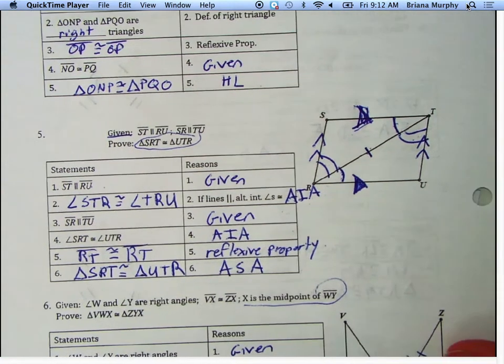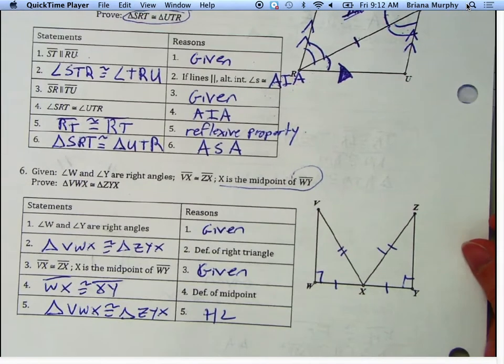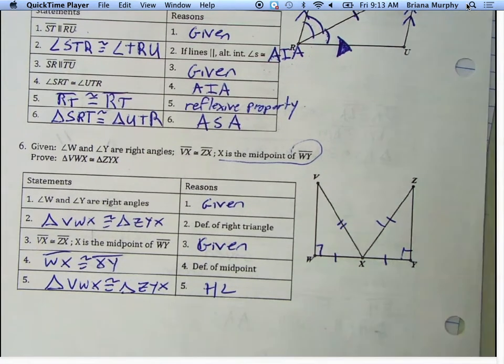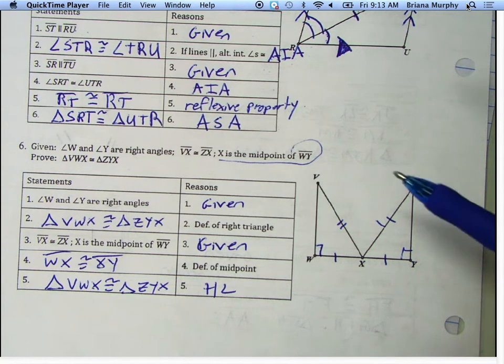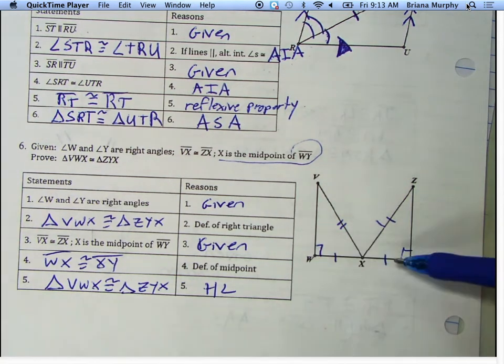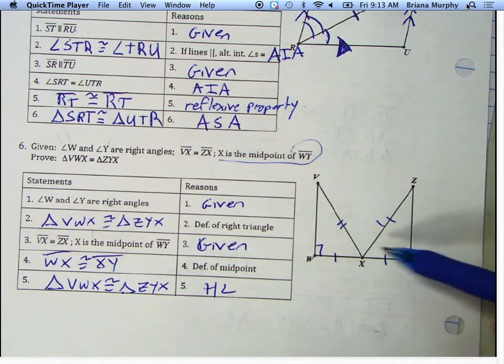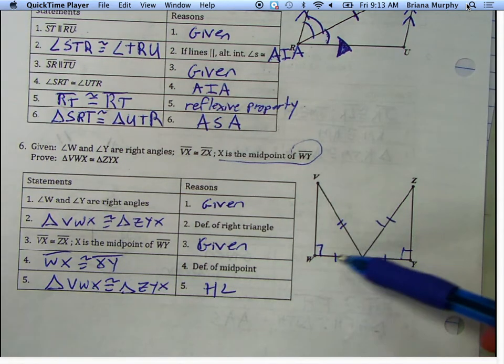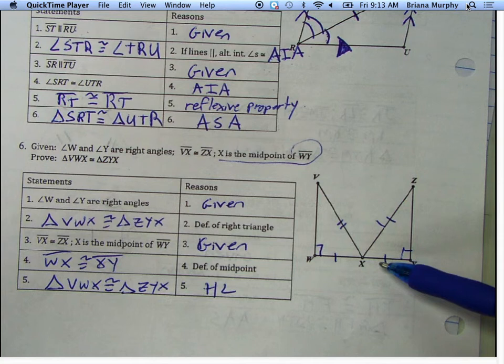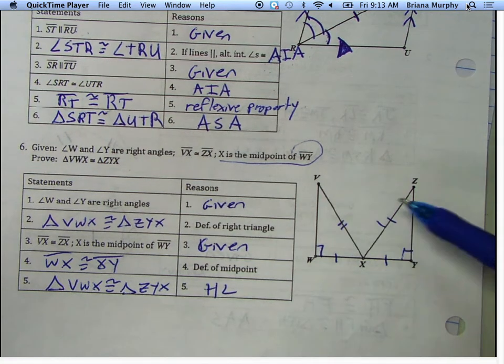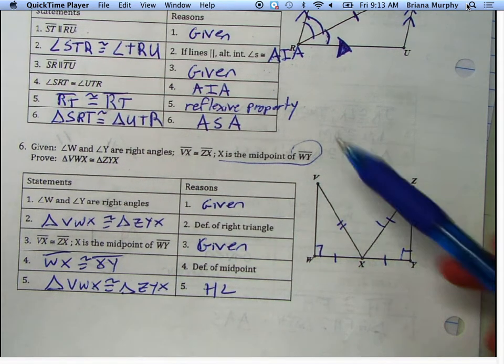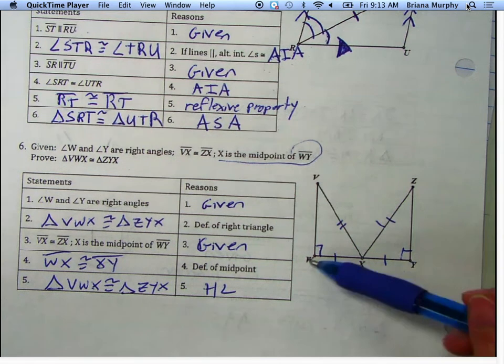Okay, I'm going to move this up but not cover it up. Number 6. We've got W and Y are both right angles. So I've marked that. VW and XY are congruent. VX and XZ are congruent. WY is the midpoint, so both sides have to be equal.